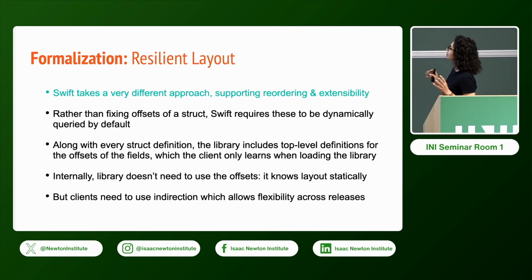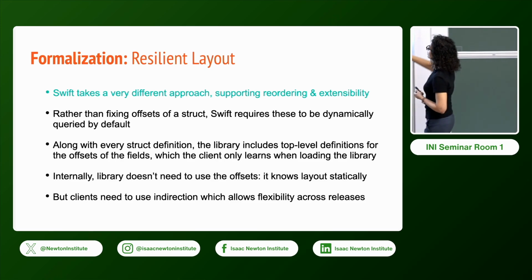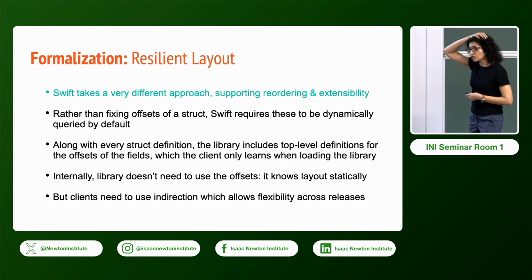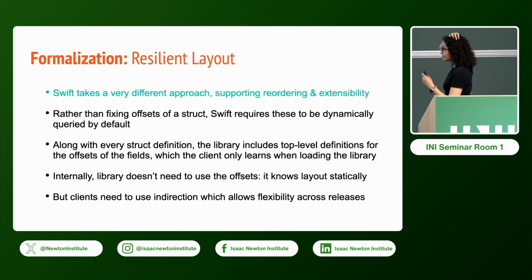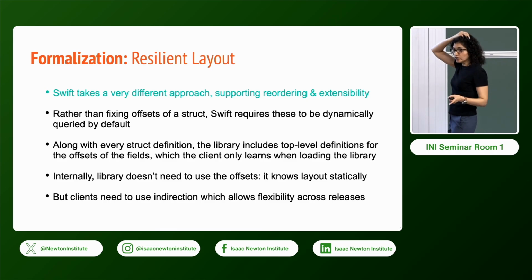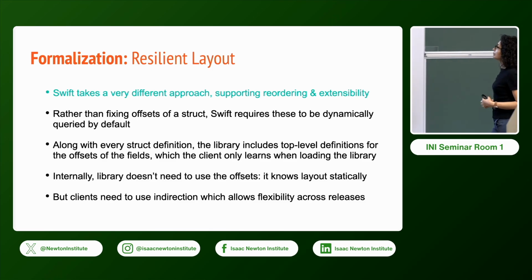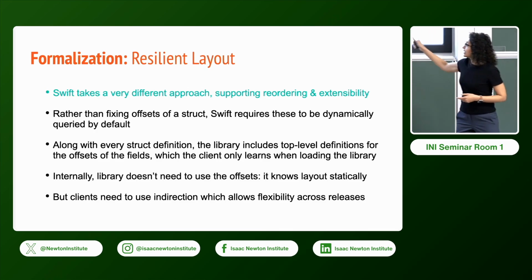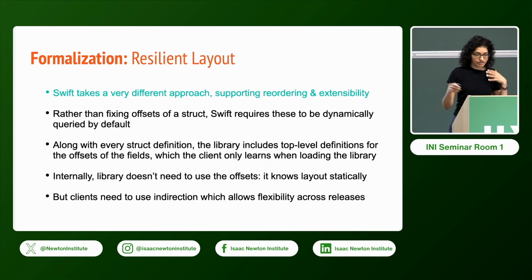But basically, how they support this is that along with every struct definition, their library will include top-level definitions, which give you the offsets of all the fields in the structs for that library. The client only learns what the offsets are when loading the library, but the library internally doesn't need to go look up the offsets because it knows what they are. It knows them statically.